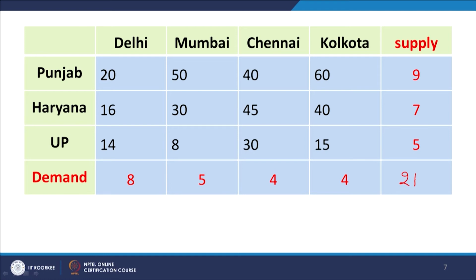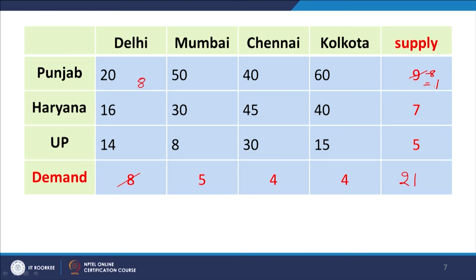In order to implement the northwest corner rule, first we have to look at 8 and 9. 8 is the demand in Delhi and 9 is the supply. So, the minimum of the 2 has to be chosen. The minimum is 8. Therefore, 8 will come over here and this column is struck off. From 9 we have to minus 8, so this gives us 1.